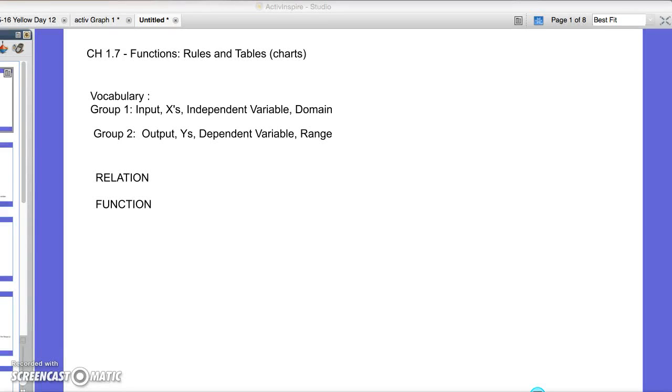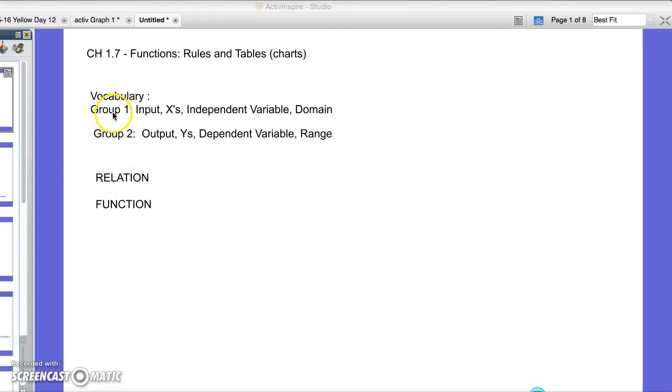Hi, it's Ms. Richmond. I want to tell you a little bit about functions today. For this particular topic, we have a fair amount of vocabulary. The good news is it basically comes in groups.